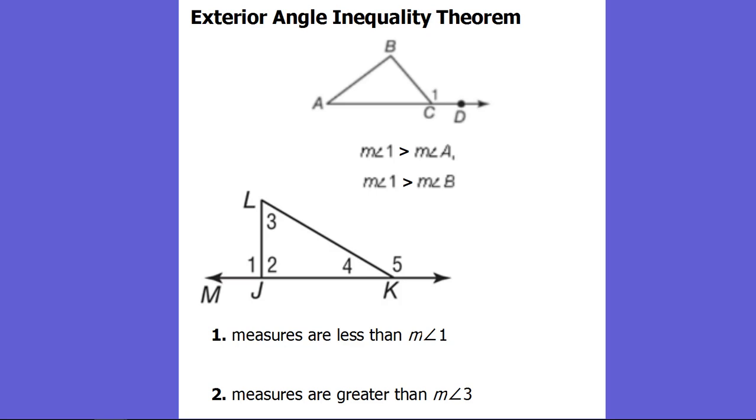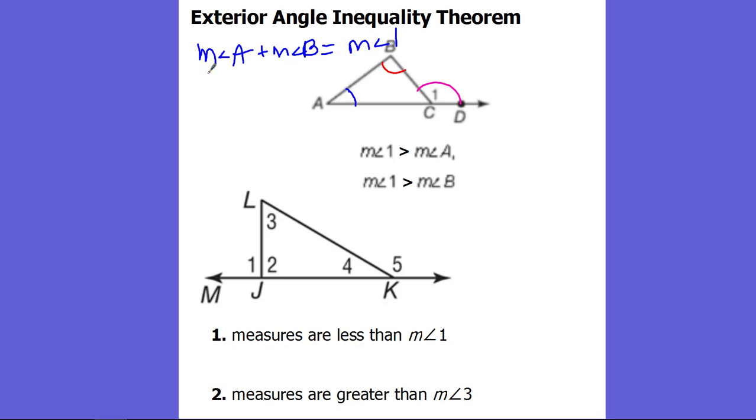Today we're talking about different inequalities with triangles. So the exterior angle theorem is something that we learned a long time ago. If we add angle A and angle B together, it will be equal to this exterior angle, angle 1. So if you remember, the measure of angle A plus the measure of angle B should be equal to the measure of angle 1.